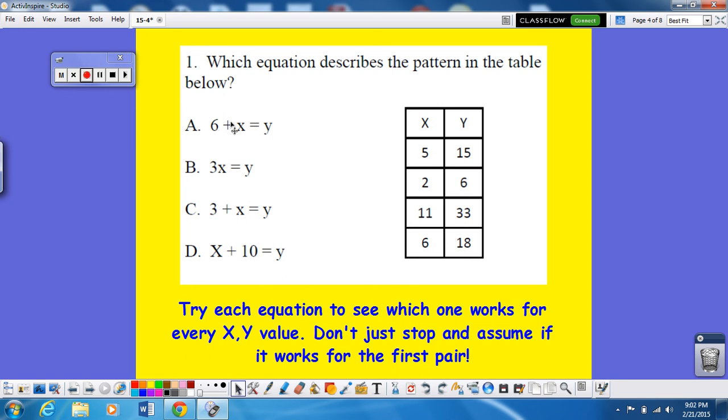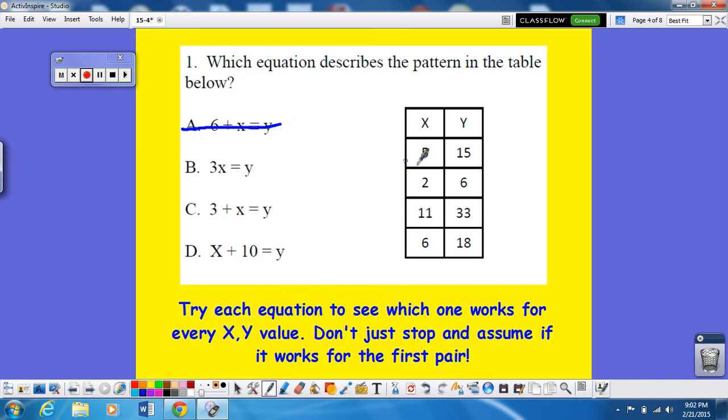So we have 6 plus x, which is 5. So 6 plus 5 equals y. 6 plus 5 does not equal 15. So we know, because it off the bat does not work for the first one, that it's not going to be our answer. Let's try B.